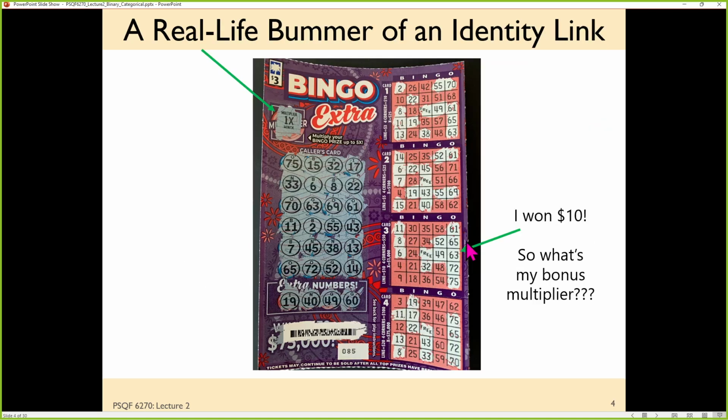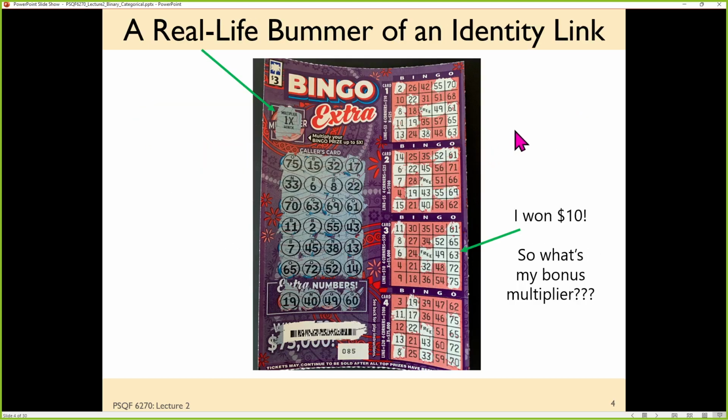So I gave you a real-life bummer of an identity link last time. This is an example scratch-off ticket from Christmas 2 years ago we spent in Hilton Head. This is a bingo ticket where you have to match the particular letter and number combinations out of the choices here on your card. I got a bingo right here. It was worth $10. This particular card promised bingo extra because you could multiply your winnings by some multiplicative factor, and I scratched it off and it says 1x, meaning identity link times 1, meaning I don't get any more money than the $10 I won. So this was a bummer of an identity link in my book.